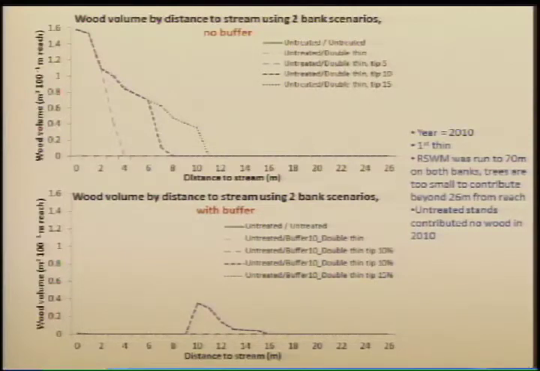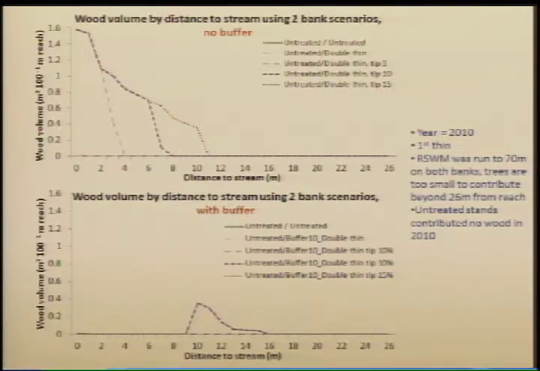And basically for the untreated stand, there's actually green in there. It's hard to see, but there is green in there. And then you can see the other lines where the trees were thinned and then they were tipped into the stream, the 15% being the largest amount of wood. Part of the model, when we calculate the tipping, when we do our thin, it's based on the stand. When we do the tipping, we calculate in 1 meter increments away from the stream.